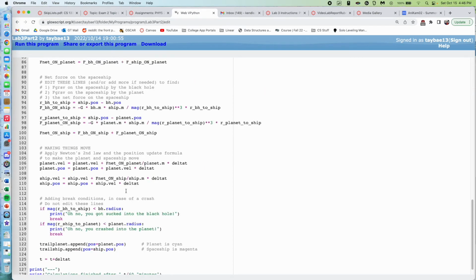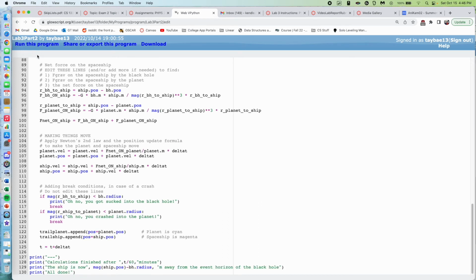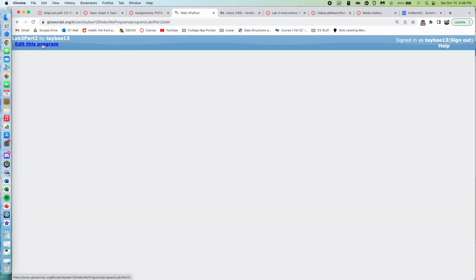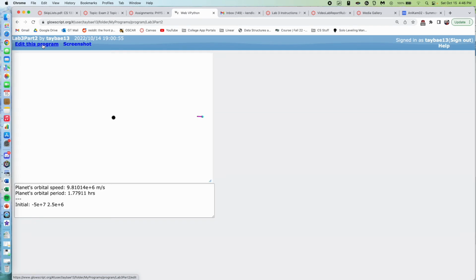And then using the velocity and position update equations, we're able to update the position and velocity of the planet and the ship. And running this program, we can see that this is what it looks like for the spaceship to get close to the black hole then leave the system. And that would be using an initial velocity I found using trial and error, -5 times 10 to the power of 7 meters per second in the x direction and 2.5 times 10 to the power of 6 meters per second in the y direction.